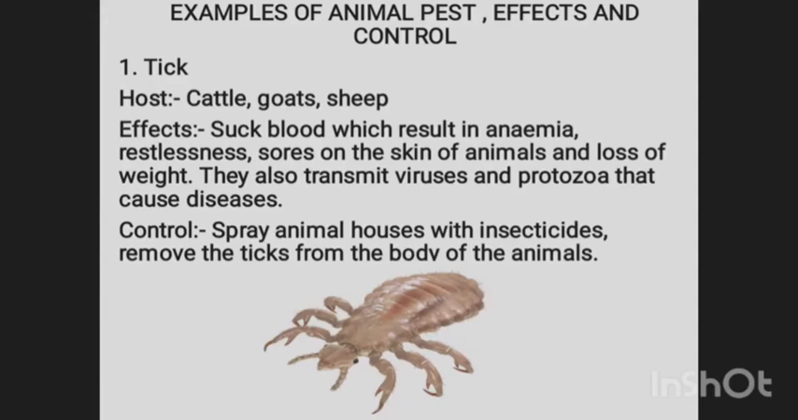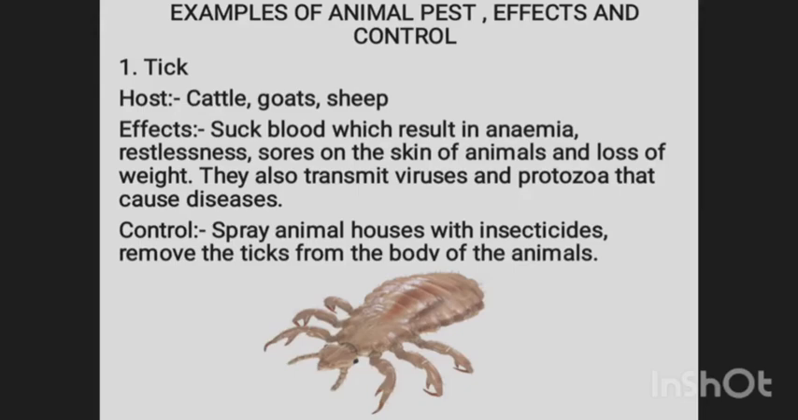Let's look at examples of animal parasites, their effects, and how to control them. First, we're looking at the tick. Their hosts are cattle, goats, and sheep. What is the effect? They suck blood, which results in anemia.